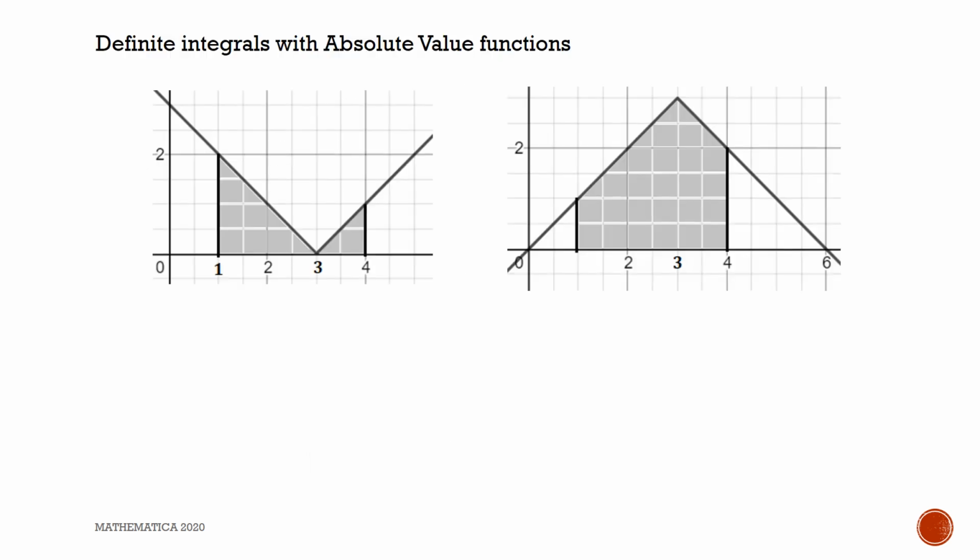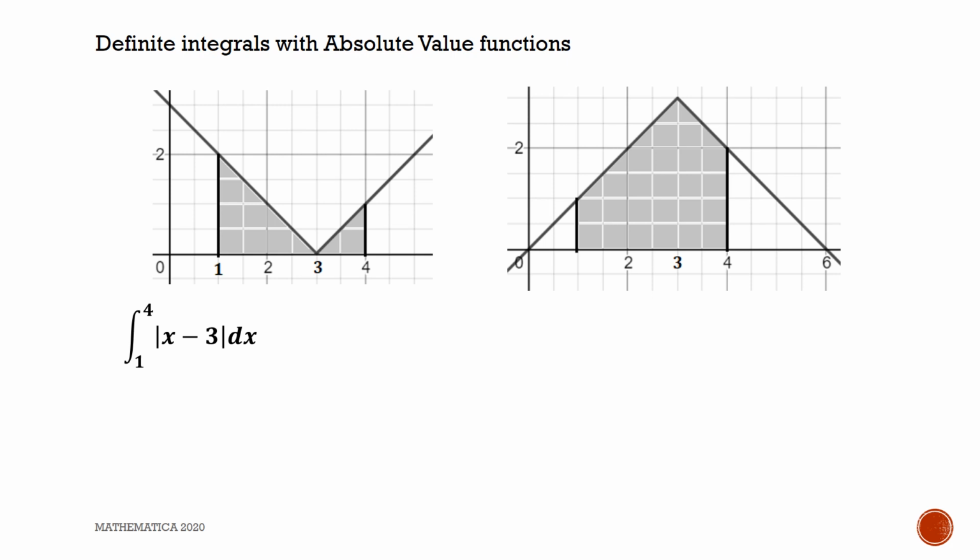Okay, so definite integrals with absolute value functions. We're going to take a look at how we use the properties to break up specifically for absolute value when we're trying to evaluate a definite integral using absolute value functions. So we have this function, the absolute value of x minus 3 from 1 to 4. And you can see the picture, and you can see that the vertex is (3, 0).